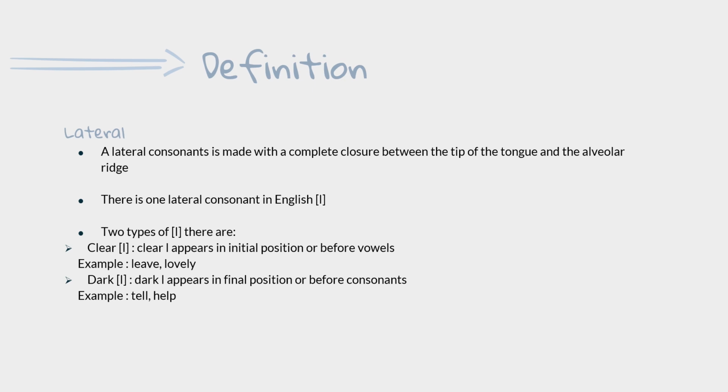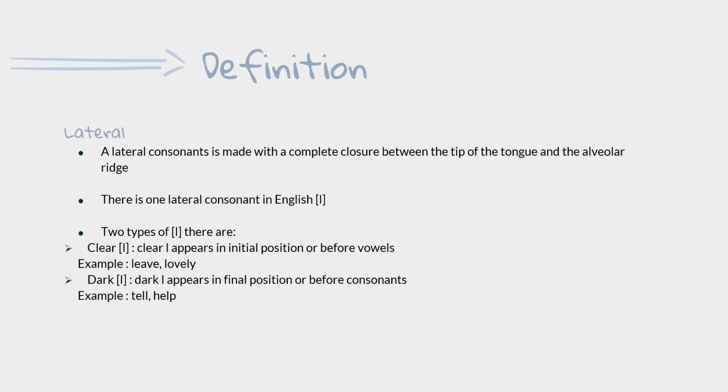Now I'm Salah Fahma and my ID number is 193200015. Now I will explain about lateral. A lateral consonant is made with a complete closure between the tip of the tongue and the alveolar ridge. And the only way for the air to escape is along the sides of the tongue. As we know, there is only one lateral consonant in English, and the sound is l. The formal name is voiced alveolar lateral consonant.